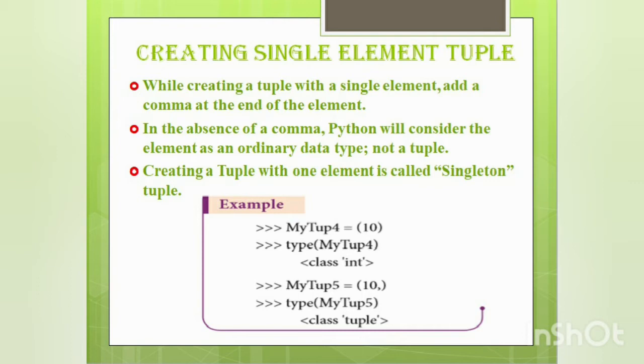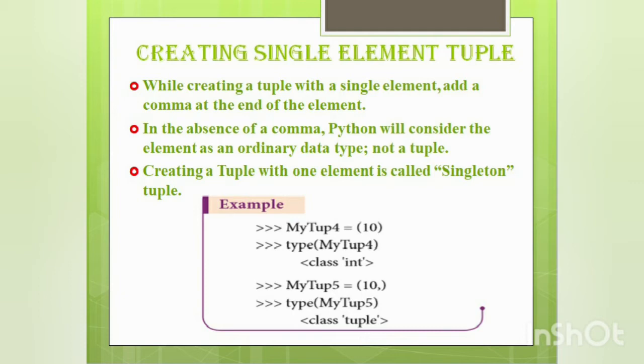Now look at the example. my_tup4 is equal to 10. You are using parenthesis, and only one element, 10. Okay. So, by using the type function, if you want to know what type of data that is, type of my_tup4, your output will be class int. So, Python won't consider that 10 as a tuple data type because you didn't mention a comma after the element. Okay. So, 10 is an integer type, right? So, it will display class int as an output.